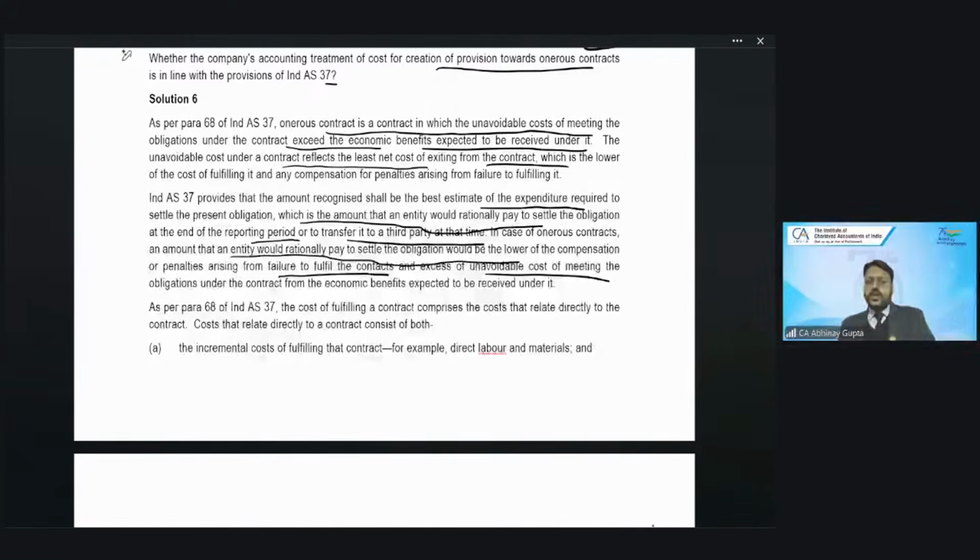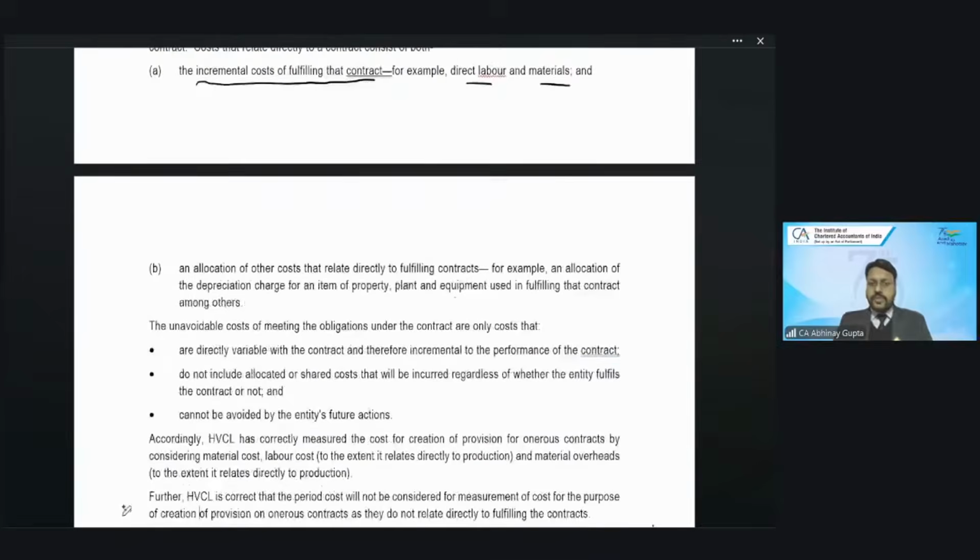Lower of these two. Because the question is silent on the penalties, so whatever the cost we would be incurring in honoring the contract will become the provision amount for the onerous contract, right? So that's what the company has done. So para 68 again says that cost to fulfill the contract comprises the cost which will be incurred to complete the contract. That is all the incremental cost of fulfilling the cost. For example, direct labor, direct material, and any other related overheads, right? So that's what the company has done.